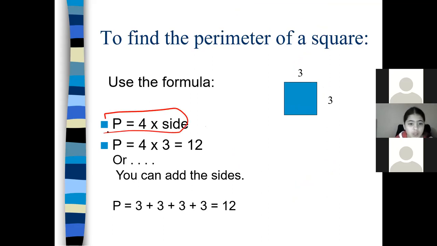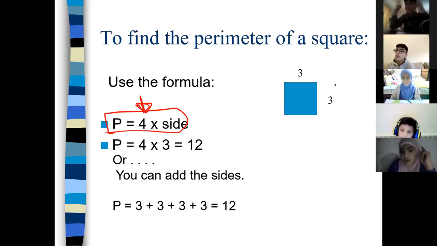What is the perimeter of a square? 4 times the side. Why did we write 4 here? Because the square has 4 equal sides. Bravo.